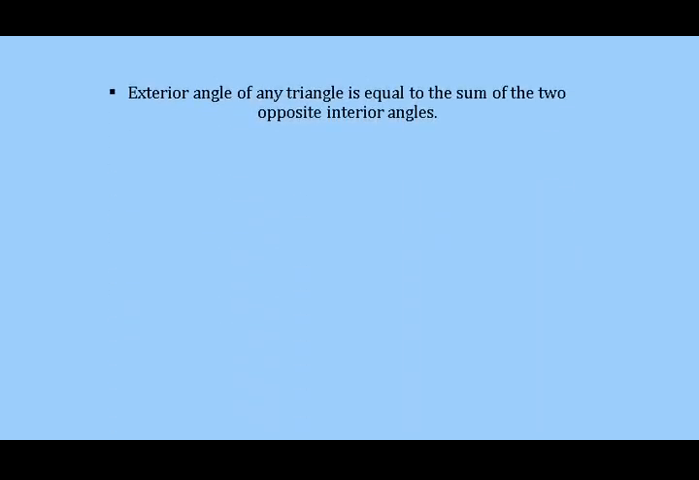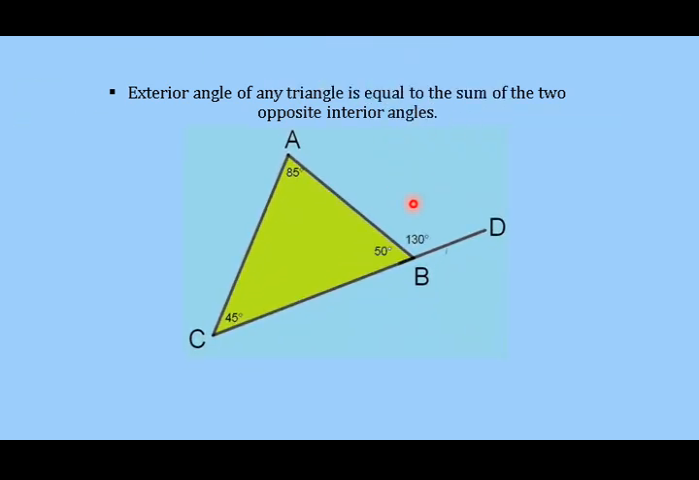And then the second theorem. The exterior angle of any triangle is equal to the sum of the two opposite interior angles. So this is the exterior angle. Exterior means outside, and interior means inside. So this is the exterior angle, angle ABD or angle DBA, it's up to you. Don't say angle B, because if you say angle B, it means you mean the whole of B. So it's angle ABD.